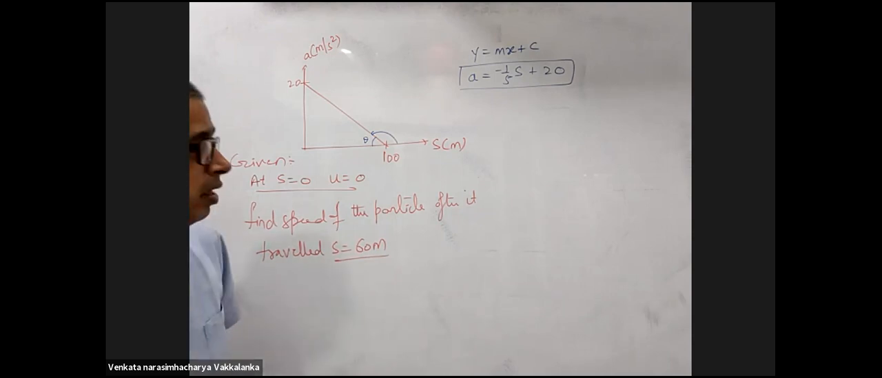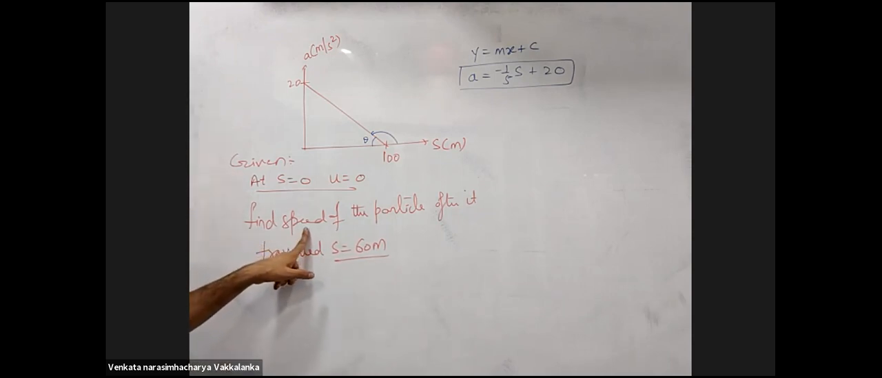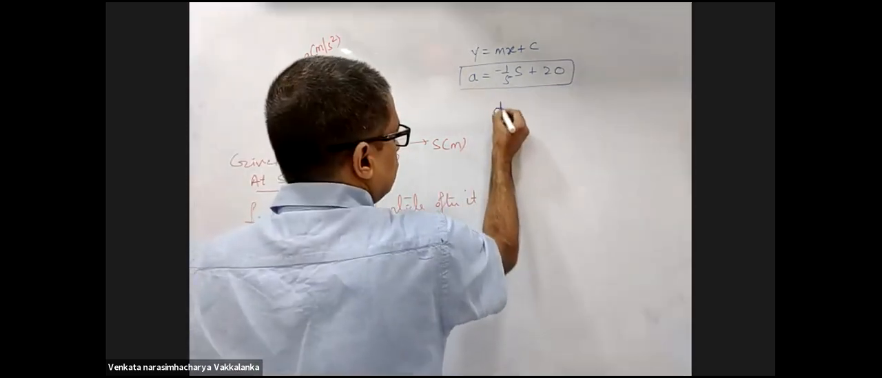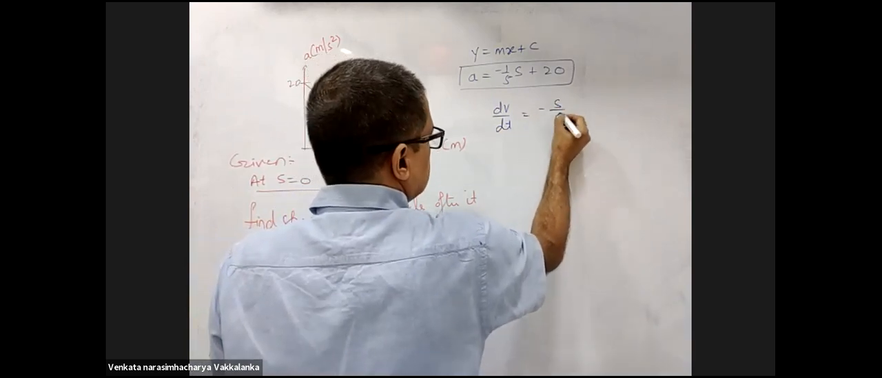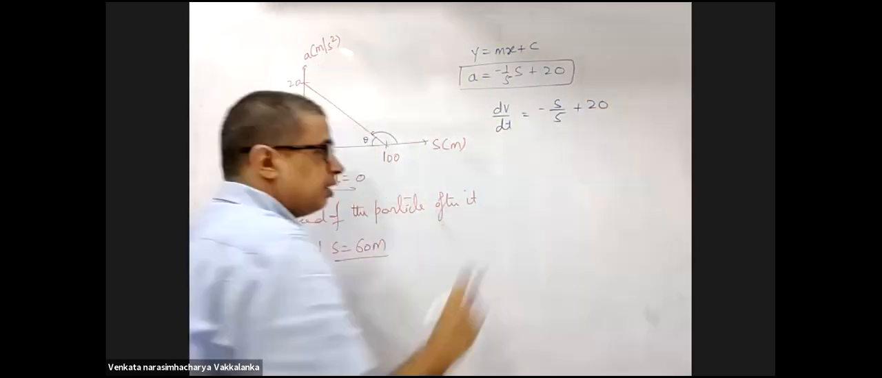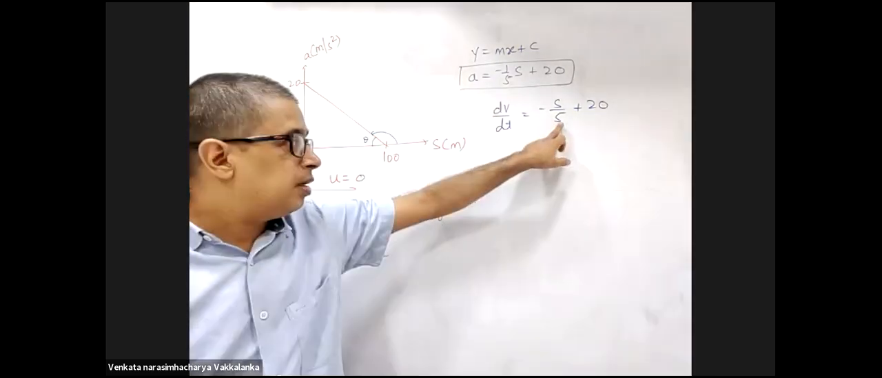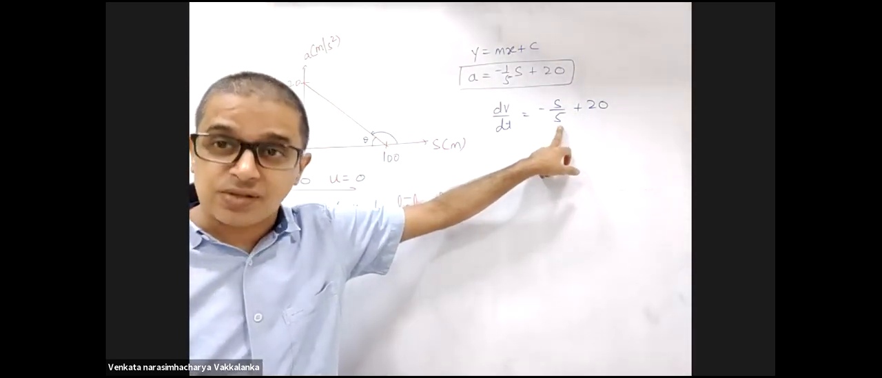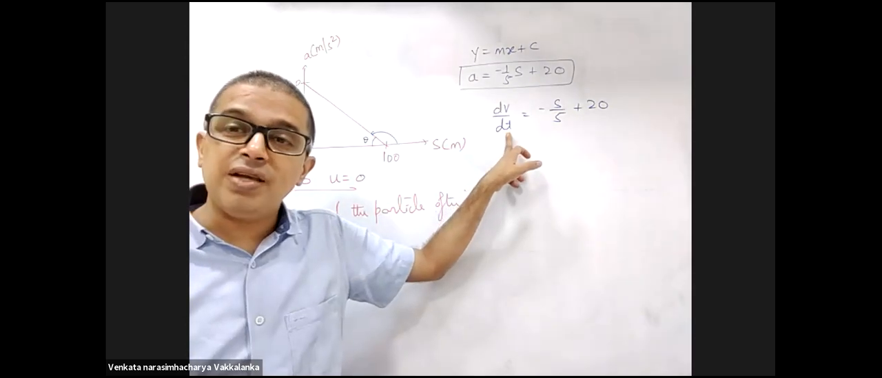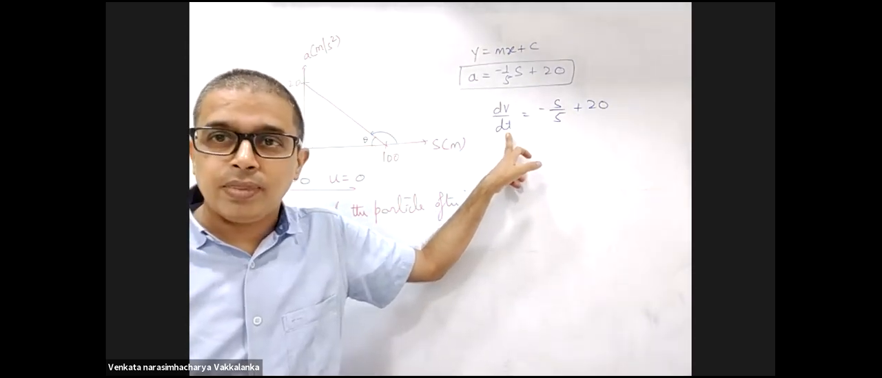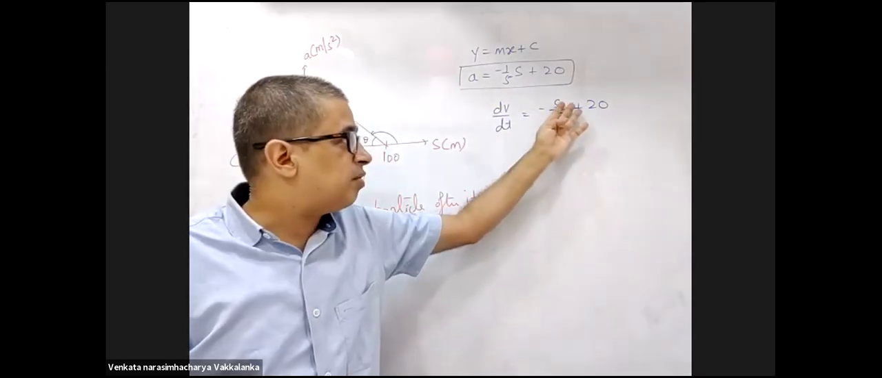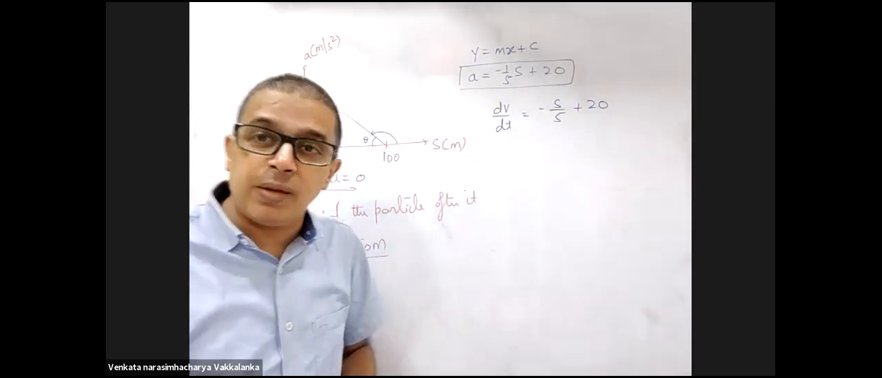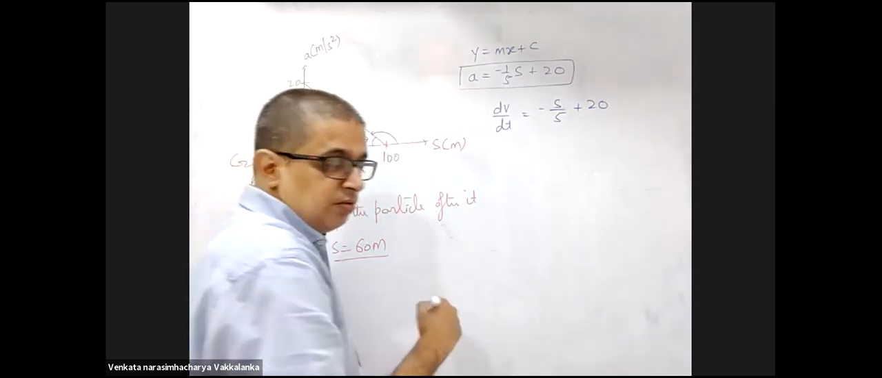And you are asking me for the speed of the particle. So acceleration will be written as dv by dt equals minus s by 5 plus 20. Here you have to play it smart. The right hand side is a function of s. The left hand side I am getting with respect to time. You cannot take dt to the right and integrate, because this is a function of s and this is a function of time. Convert this in terms of distance.